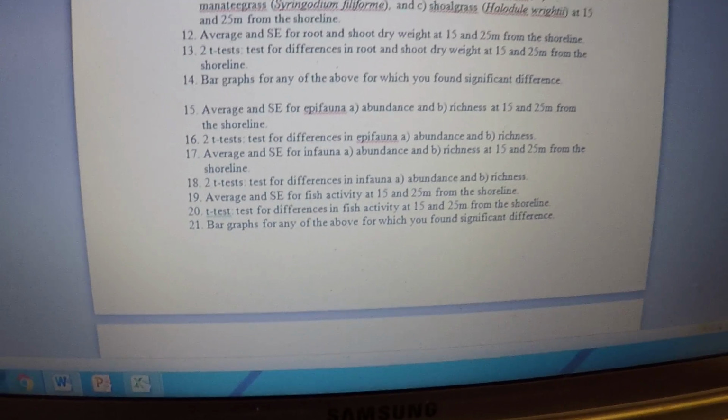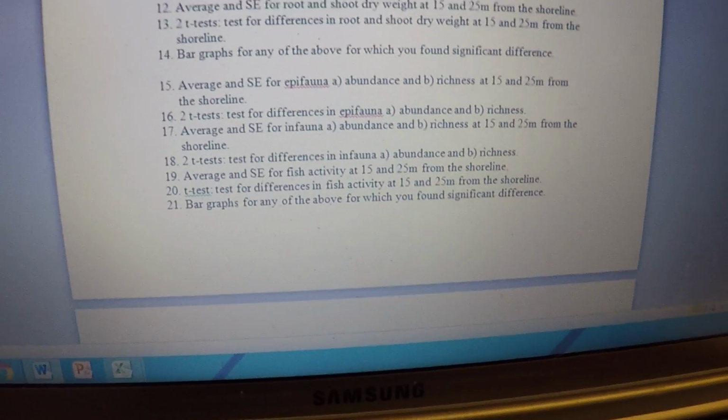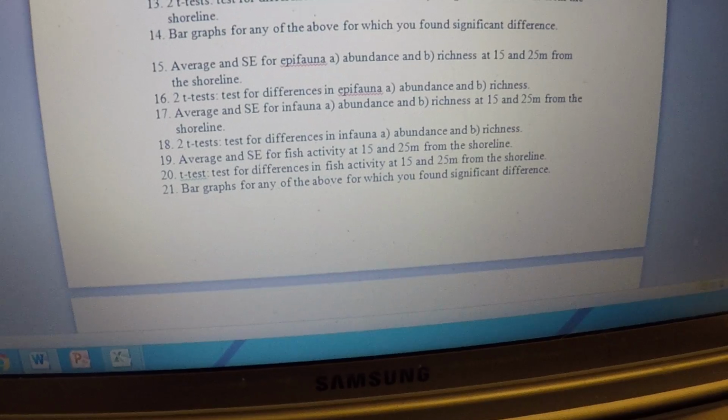And then you want to make bar graphs for any of those for which you find significant differences. And so I'm not sure, but looking at the data, it's possible that we could find some that are different and some that are not.